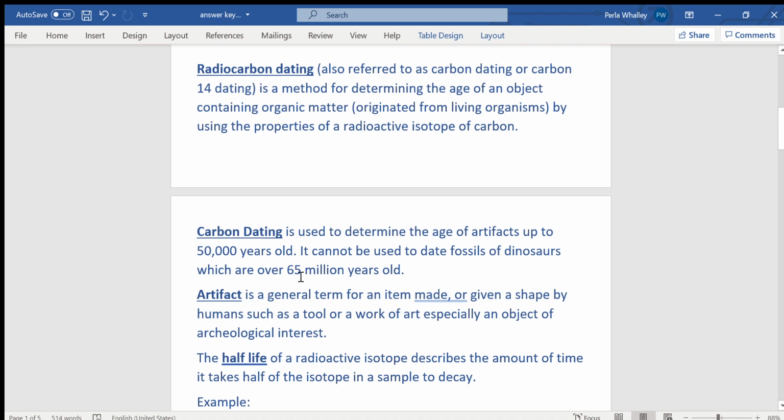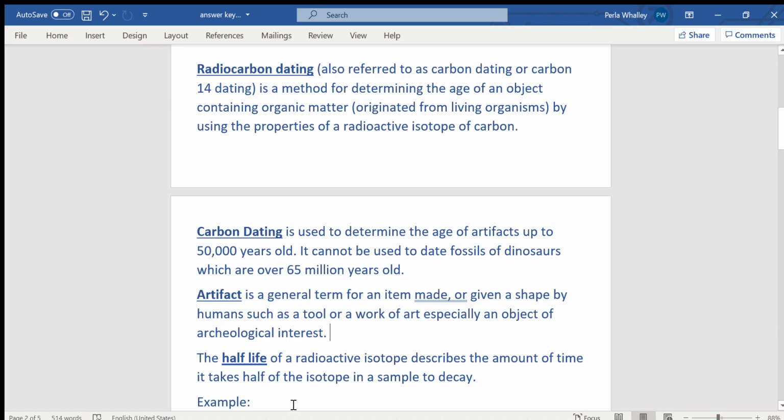Carbon dating is used to determine the age of artifacts up to 50,000 years old. It cannot be used to date fossils of dinosaurs, which are over 65 million years old. Other radioactive isotopes are used for that. Then, an artifact is a general term for an item made or given shape by humans, such as a tool or a work of art, especially an object of archaeological interest.